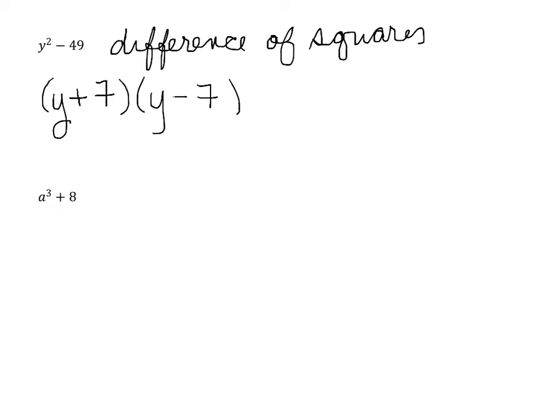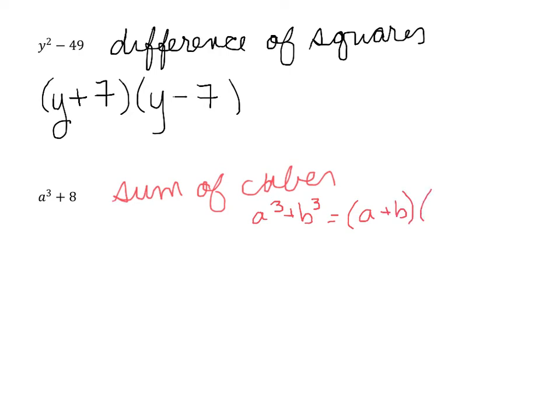Looking at this one, this is a sum of cubes. Now, I did tell you you were not obligated to memorize the formula, but you had to know how to use it. So this is the formula. A cubed plus b cubed is equal to a plus b times a squared minus ab plus b squared.